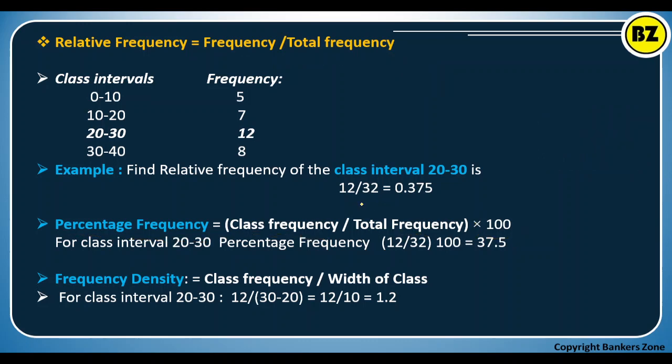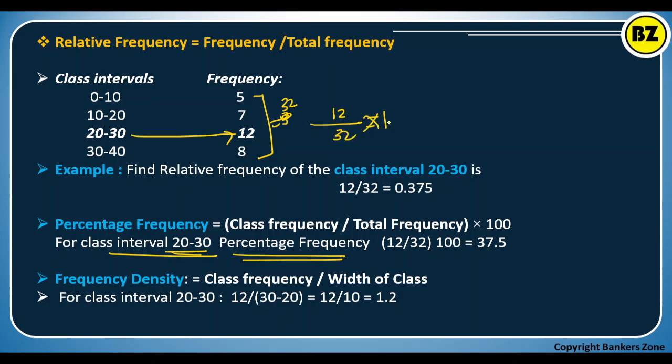Very easy. Now see, for the class interval 20 to 30, find the percentage frequency. So for 20 to 30, what is the frequency? 12. What is the total frequency? Here it is 32, right? So 12 upon 32 into 100. Okay, so you will get 37.5 percent. Okay, so it is the percentage, that's why it is the percentage frequency.